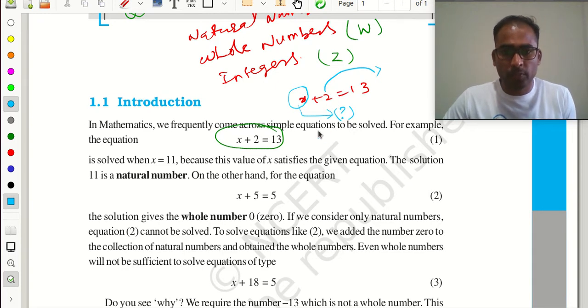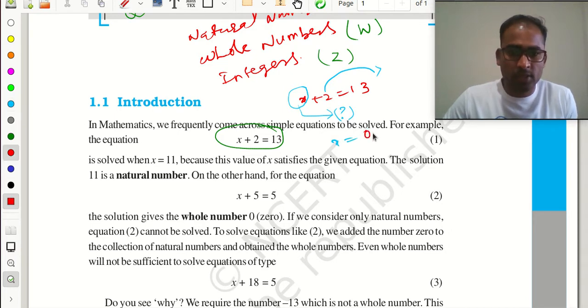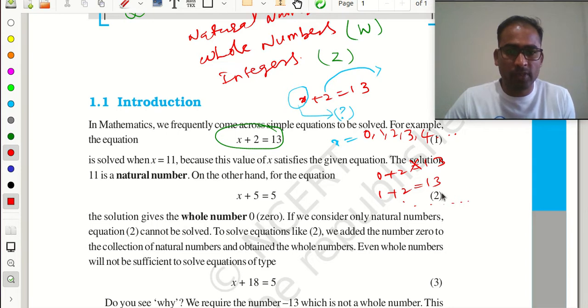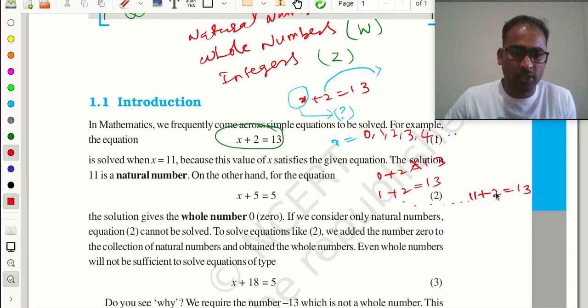But suppose I substitute something in place of x: 0, 1, 2, 3, 4 and so on. What happens? 0 plus 2 is equal to 13? No, it's not possible. Again 1 plus 2 is equal to 13? No. Like this we need to go up to where? In place of x we need to put 11. 11 plus 2 is equal to 13. Yes, 11 is the solution.